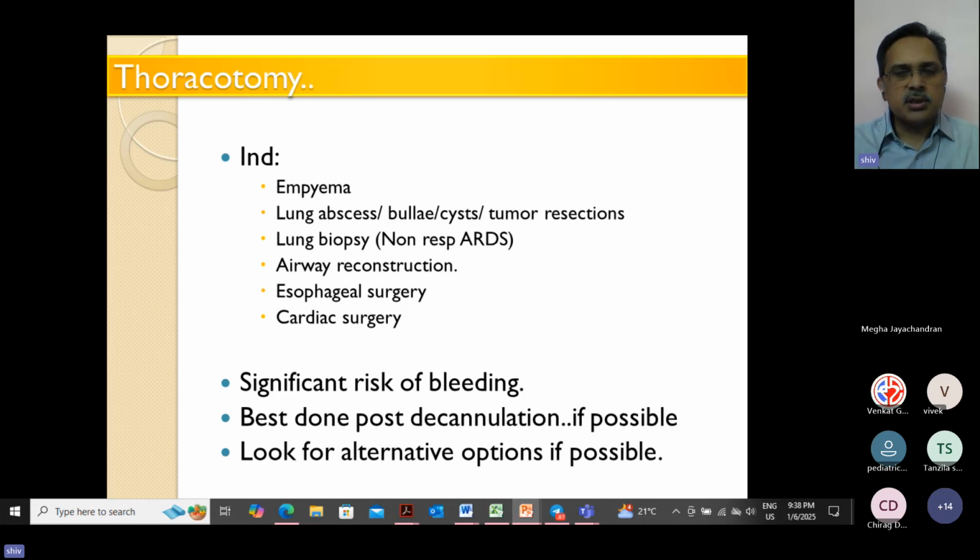Sometimes airway reconstruction surgeries, esophageal surgeries, to do these surgeries safely without causing any life-threatening problems, we may have to go on ECMO for those indications per se. In those situations, we'll have to take adequate precautions, and it can be done. And there are several case reports of successfully being able to do these procedures and saving the patients' lives.